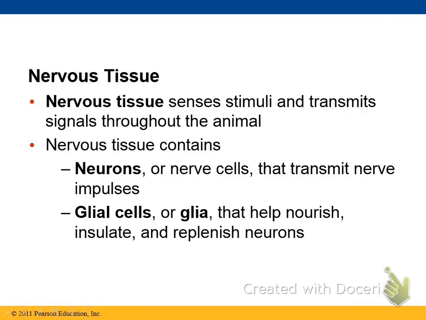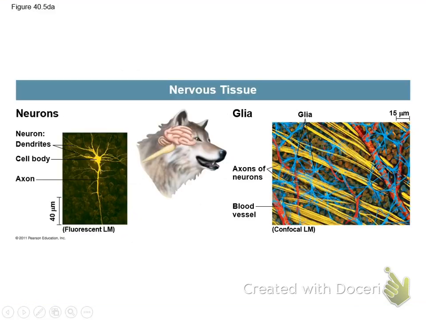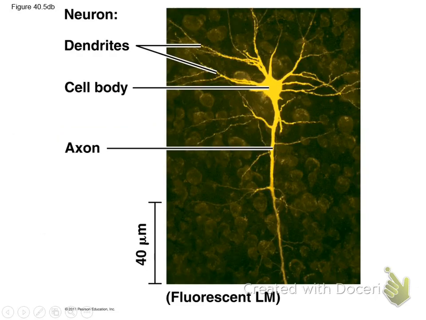Glial cells, or glia, help nourish, insulate, and replenish neurons. And again, there are pictures showing the two different types. And then they also show the axon, cell body, and dendrites and stuff like that. And here's a larger picture of that.